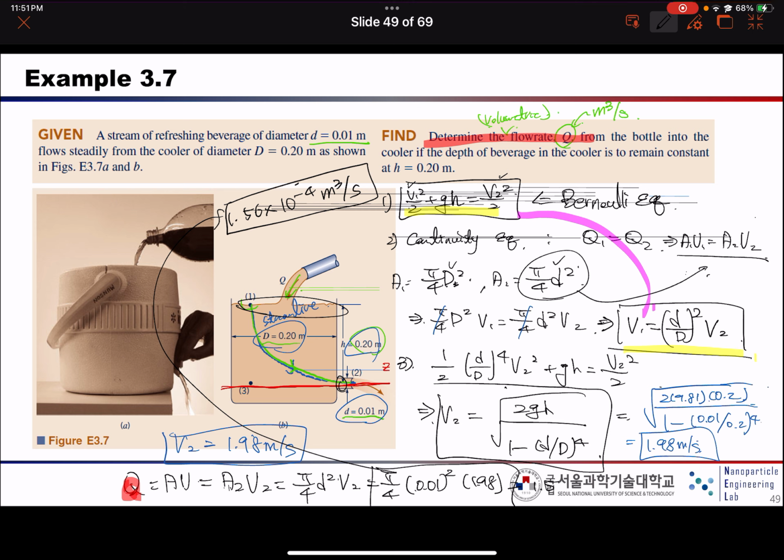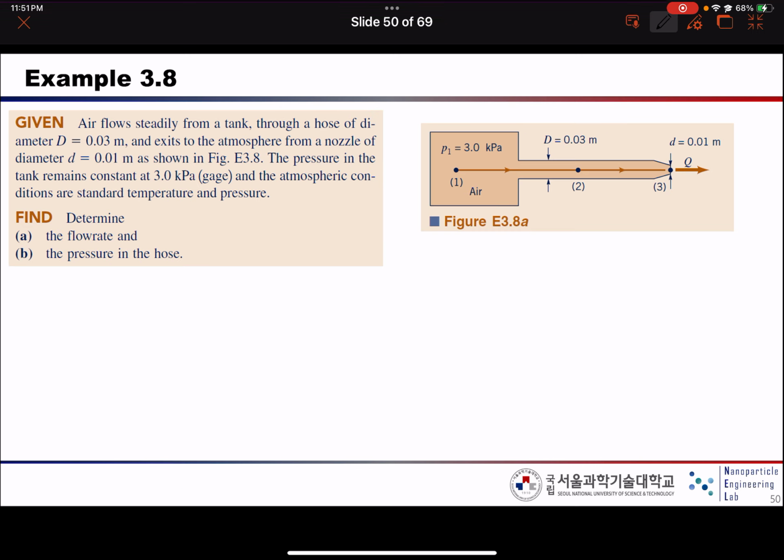Okay. So this is for problem 3.7. So let's solve another example, 3.8. Okay. So please read this example by yourself, and after you think about this example by yourself, then come back to this video.